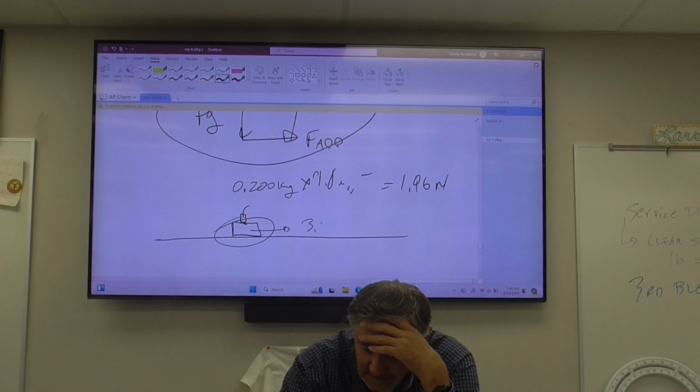3.9 newtons. Exactly, 3.90. Yep. Make sure that you're consistent on how you write down that data.